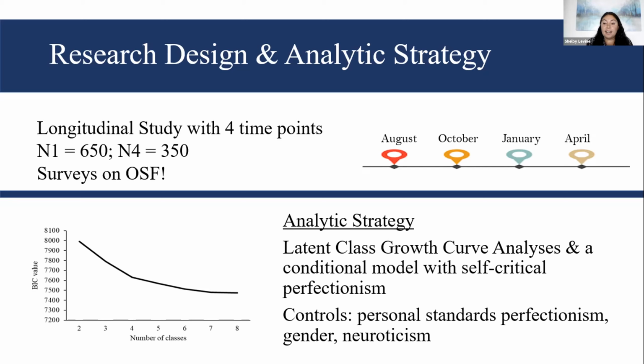And then we did these latent class growth curve analyses with conditional models with self-critical perfectionism to see how many different classes of symptom development there were, as well as whether students higher in self-critical perfectionism were more likely to be in more severe symptom trajectory classes. We also controlled for the other facet of multidimensional perfectionism, personal standards perfectionism, gender to see if there were differences between men and women, and neuroticism. Neuroticism is highly correlated with self-critical perfectionism, and there's often a question of how different these traits are.